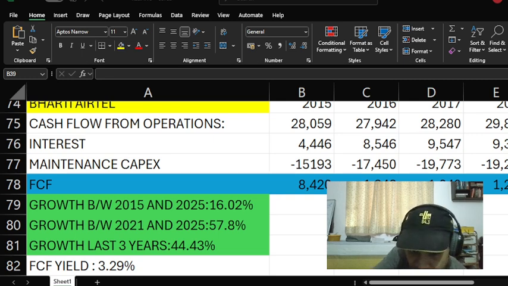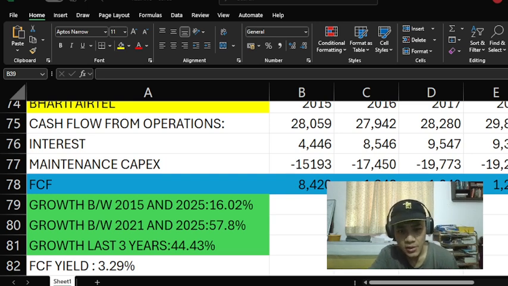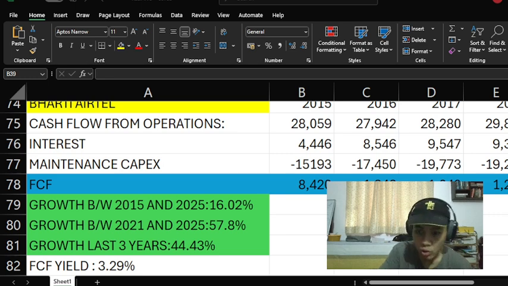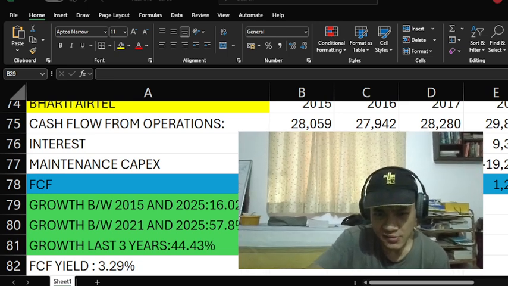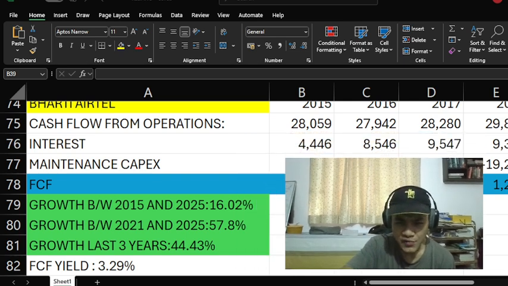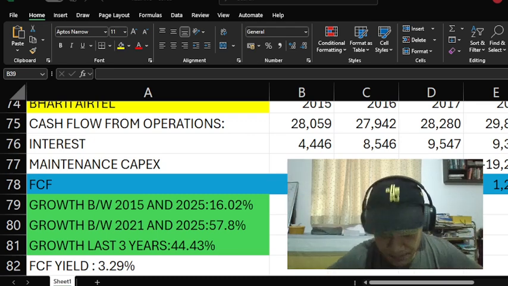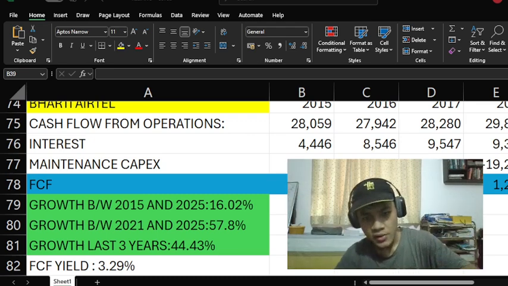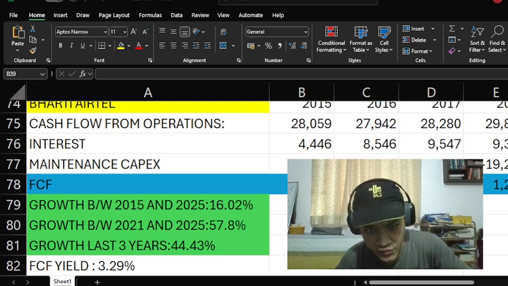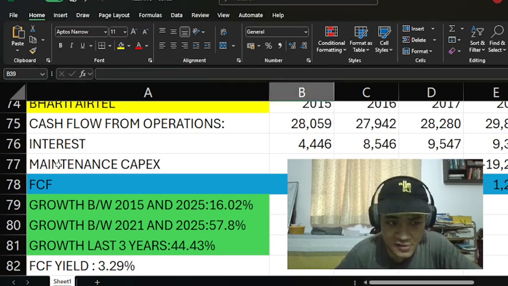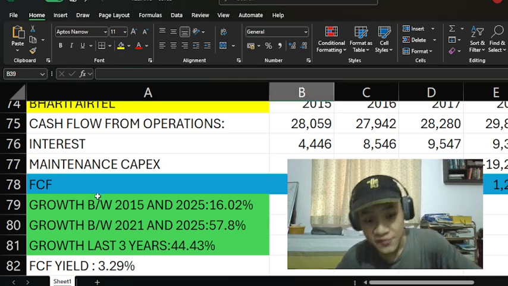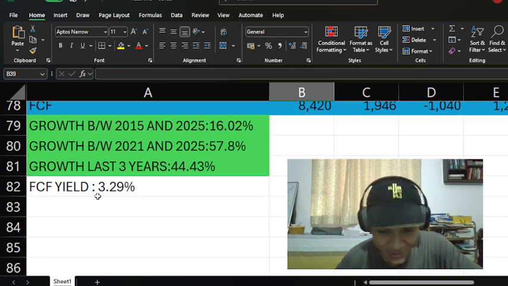Last 3 years, 44% is massive. A free cash flow yield, not the worst at all, 3.29%. Yeah, it is very impressive numbers. Better than Reliance. Last few years, the growth has outpaced. It blows Reliance out of the water, at least for the last 5 years of growth, 4 years of growth, that is. But the yield Reliance, I guess, is higher. Trend, of course, we should not compare this to trend.